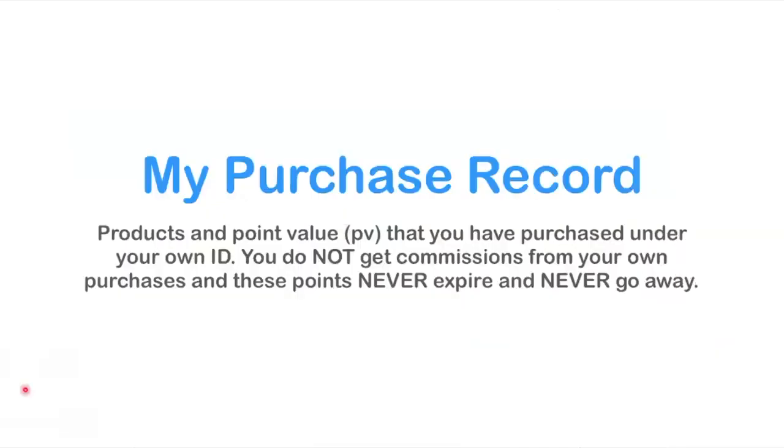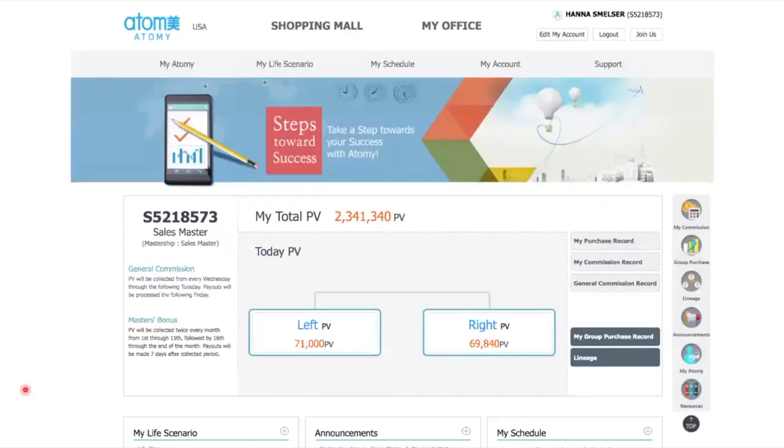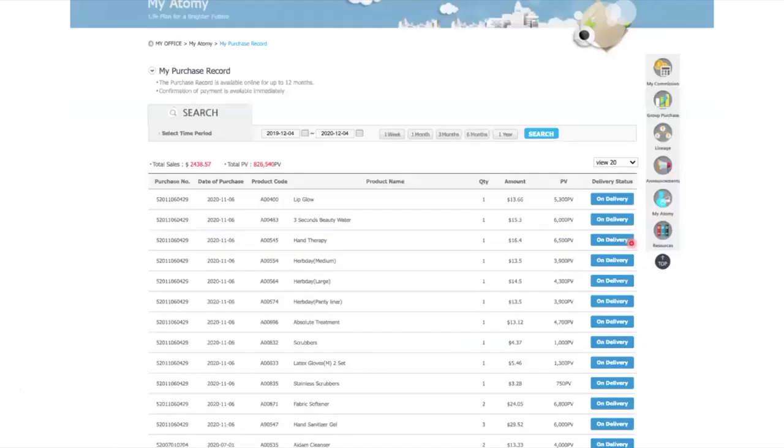My purchase record is the first thing we're going to talk about. These are products and points that you get from those products that have been purchased under your own ID. Again, you do not get commissions from anything that you have purchased under your own ID, and these points will never expire and they will never go away. To access my purchase record, you're going to click this top tab right here, and it will pull this up.